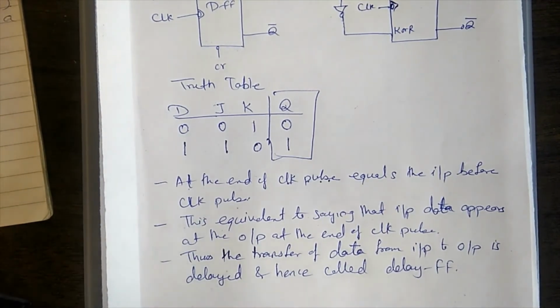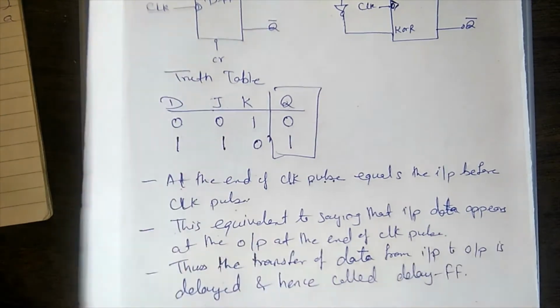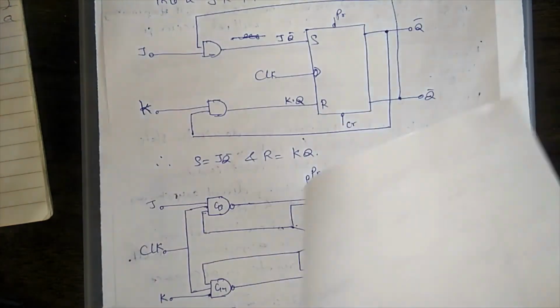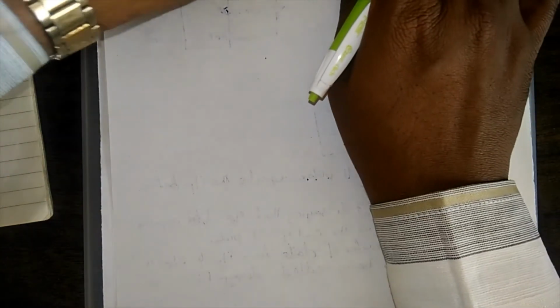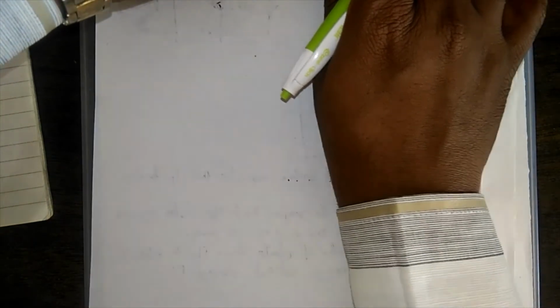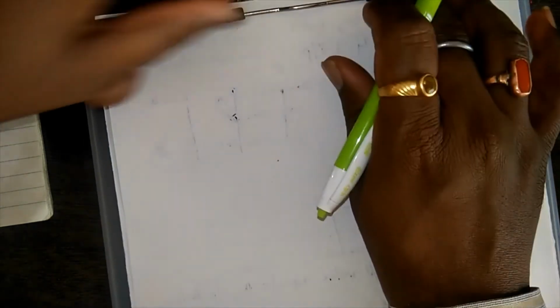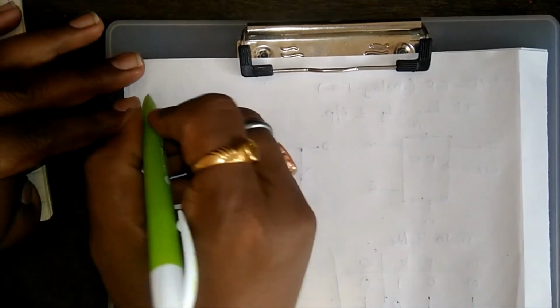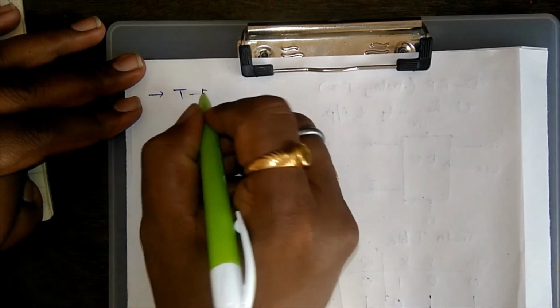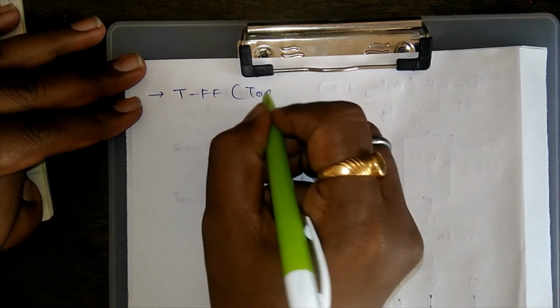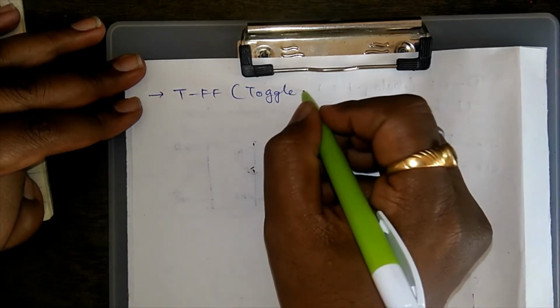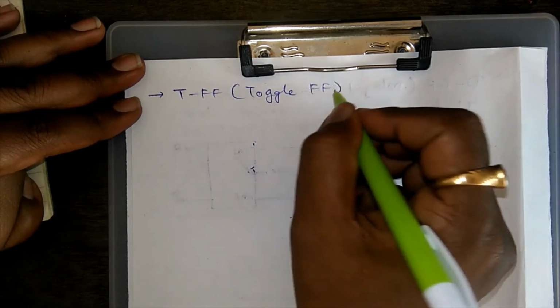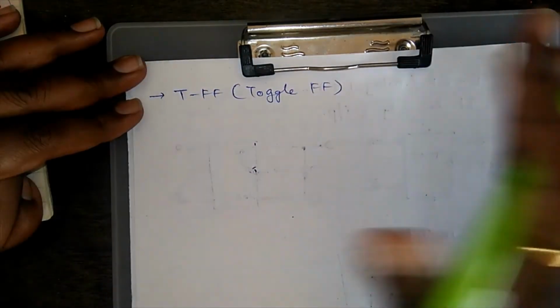Getting this? Now we move towards the T flip flop. The T flip-flop is also known as the toggle flip-flop. Toggle flip-flop, toggling 1 0 1 0 1 0, toggling.